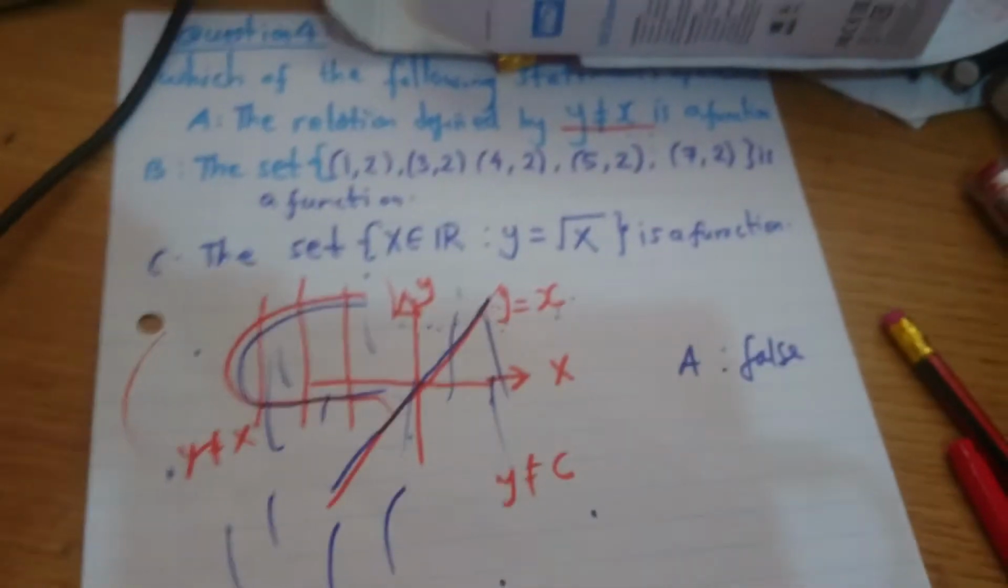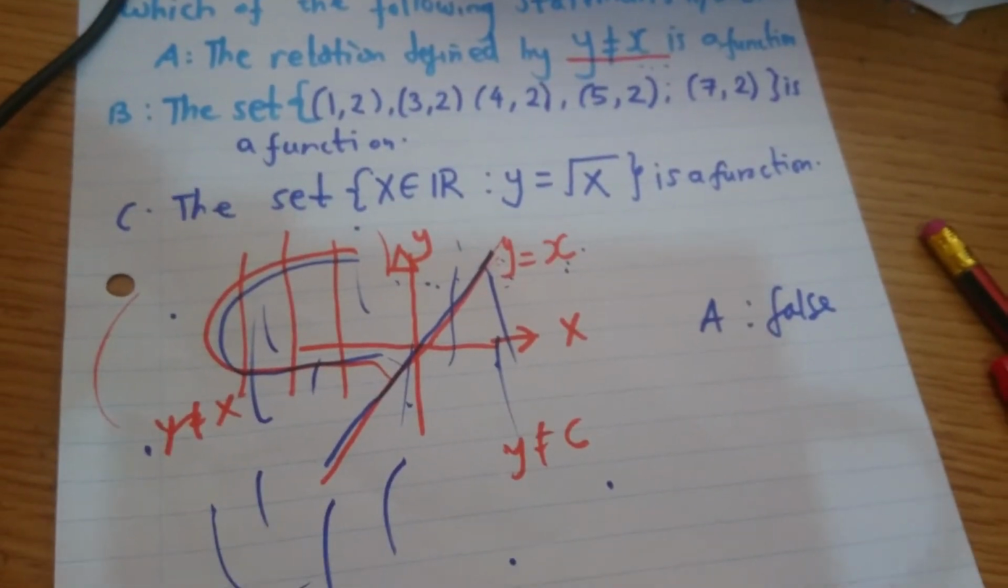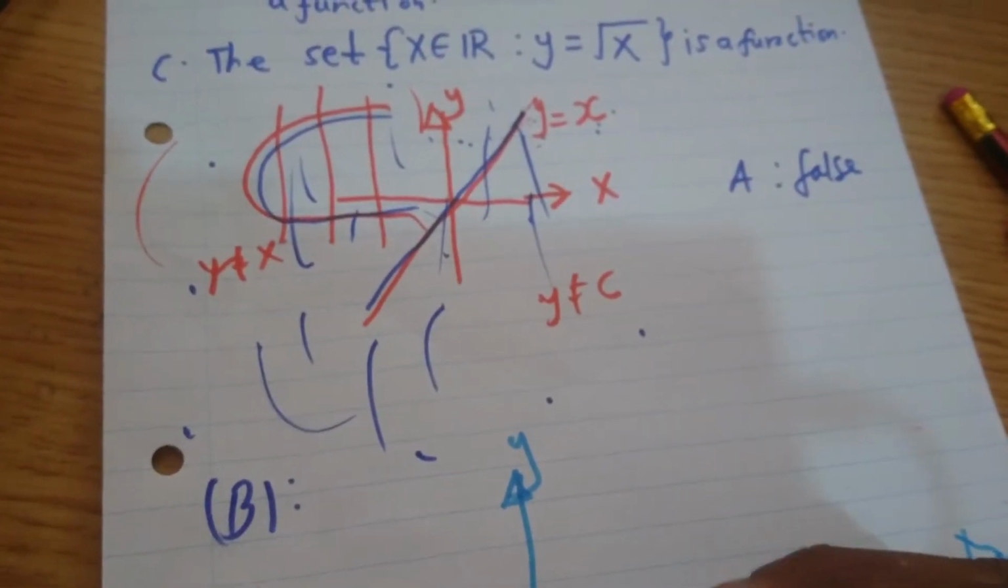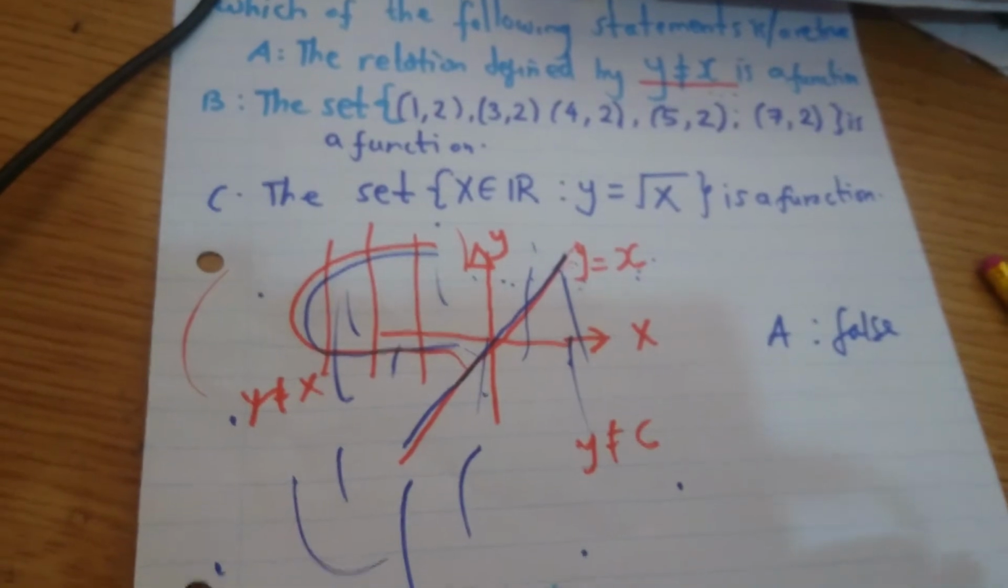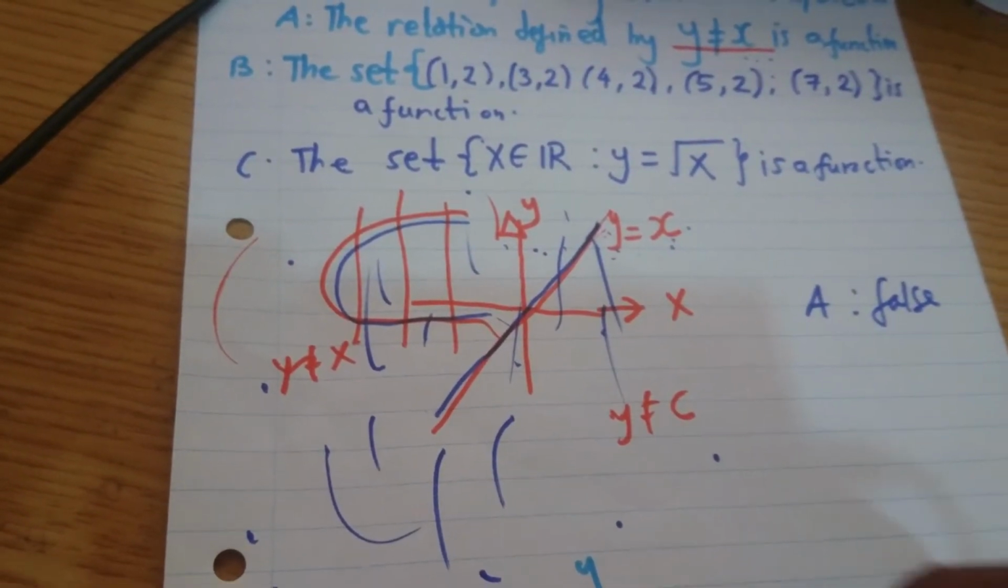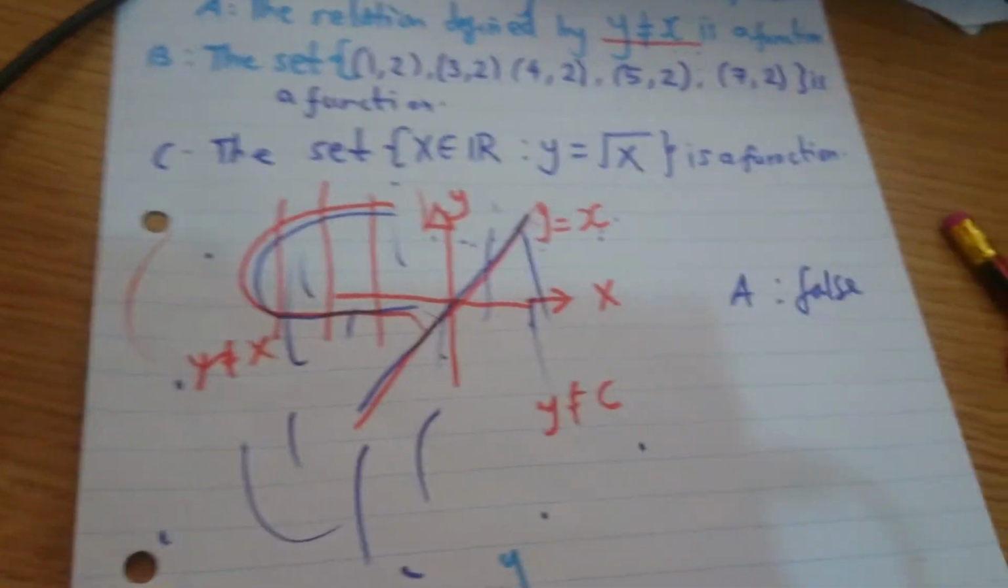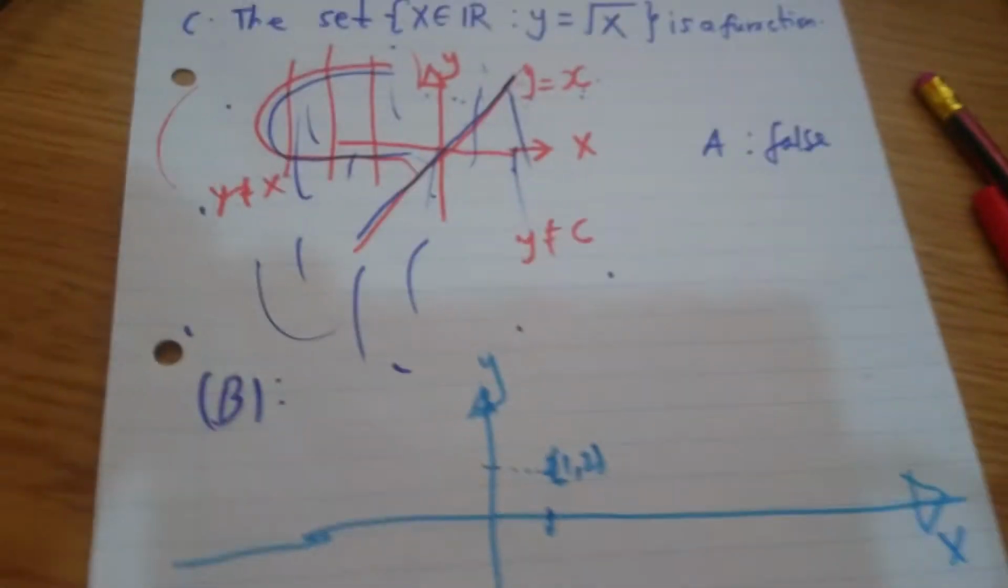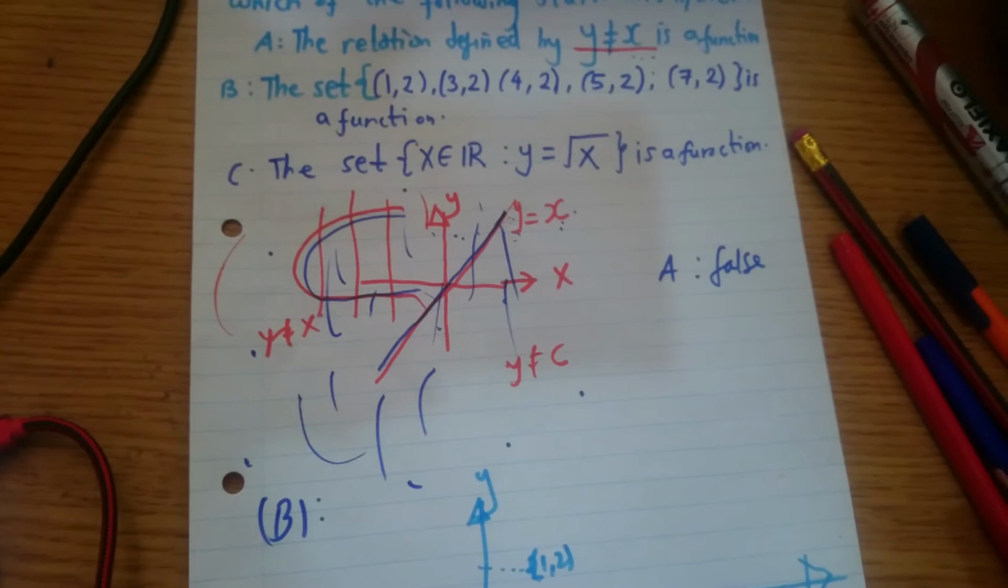And how do they say? They say, let's represent this set. 1 and 2. So x equals 1. What's the value of y? y equals 2, which means when x equals 1, y gives us 2. This is the coordinate here, 1 and 2. Okay, that's the first coordinate. The second one is 3 and 2.